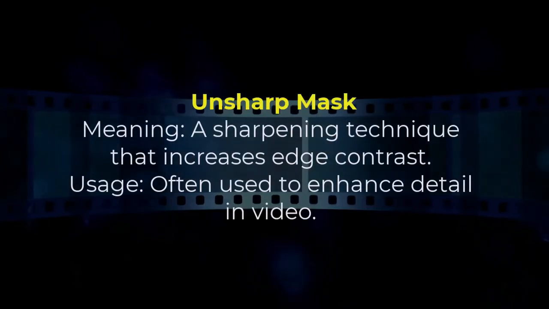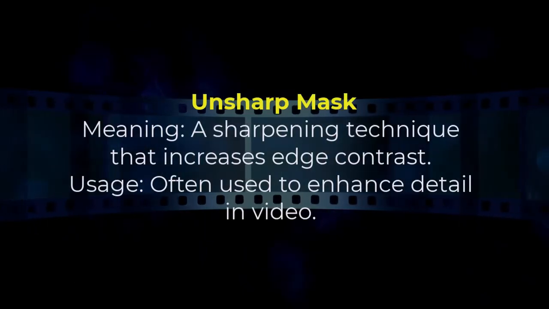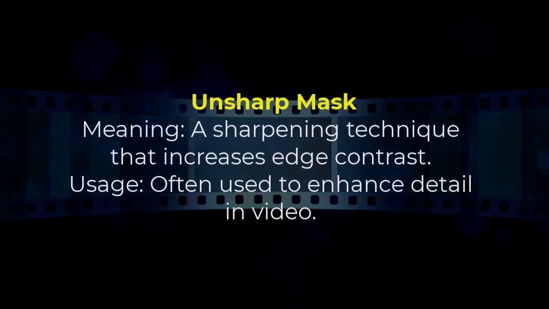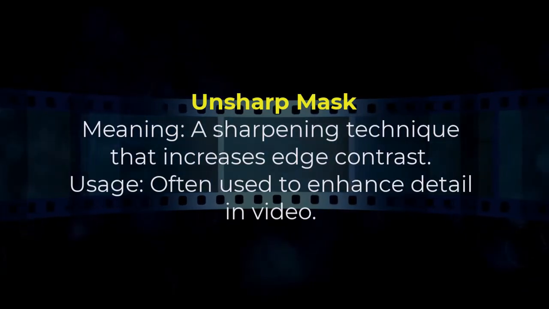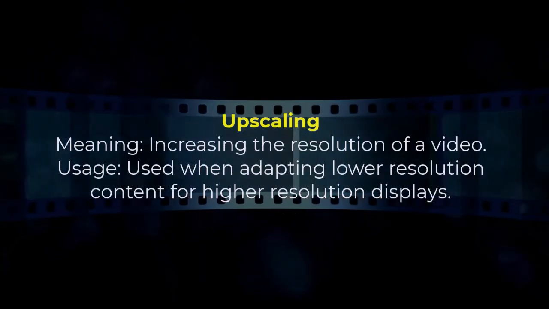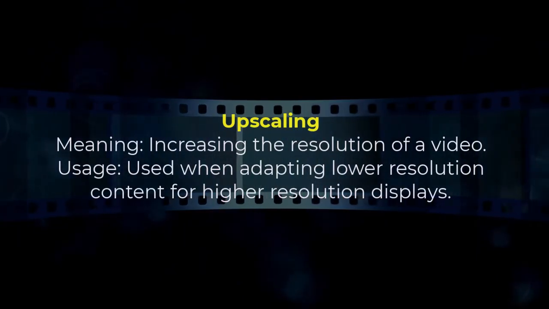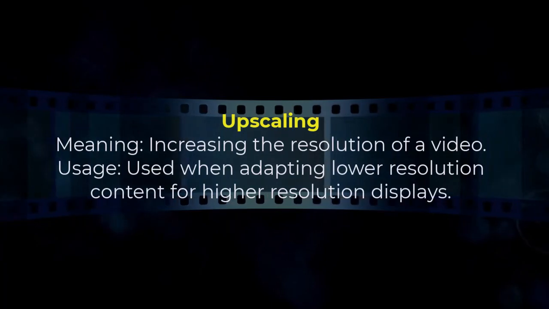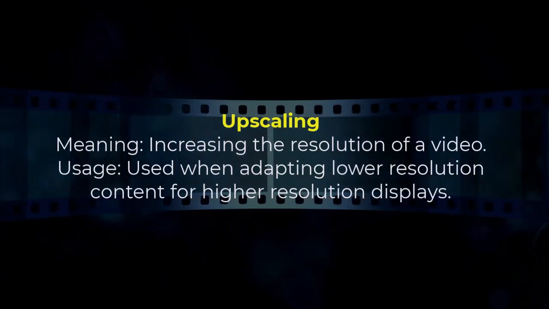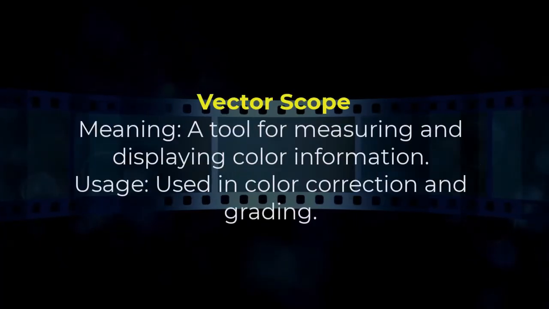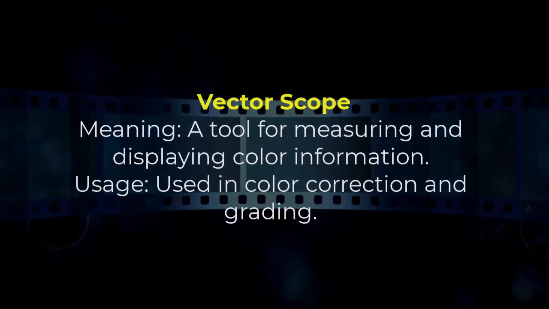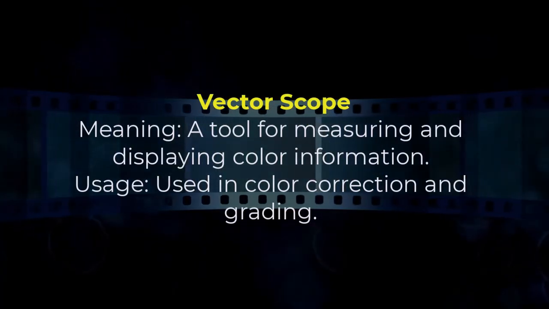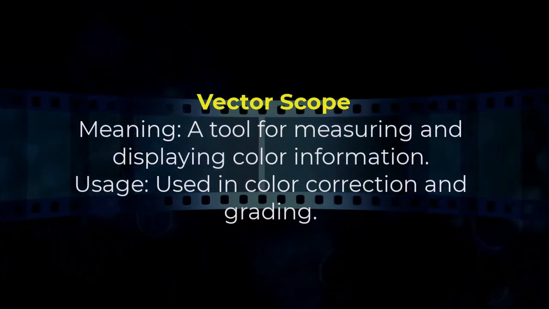Unsharp mask. Meaning, a sharpening technique that increases edge contrast. Usage. Often used to enhance detail in video. Upscaling. Meaning, increasing the resolution of a video. Usage. Used when adapting lower resolution content for higher resolution displays. Vector scope. Meaning, a tool for measuring and displaying color information. Usage. Used in color correction and grading.